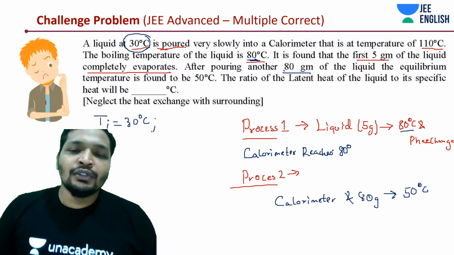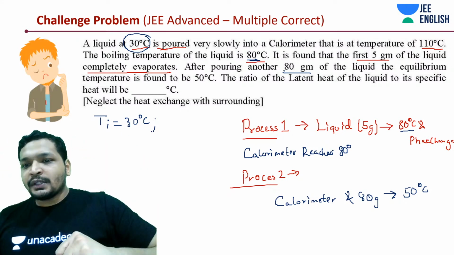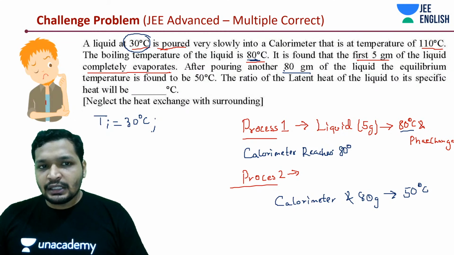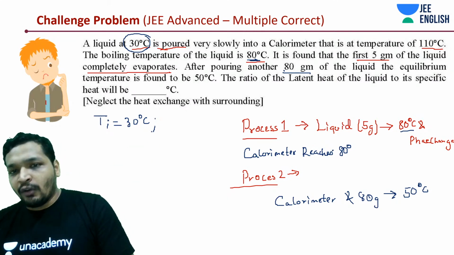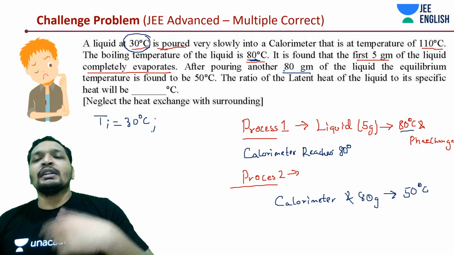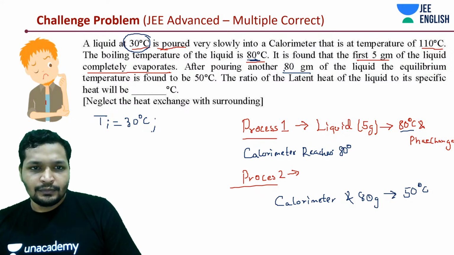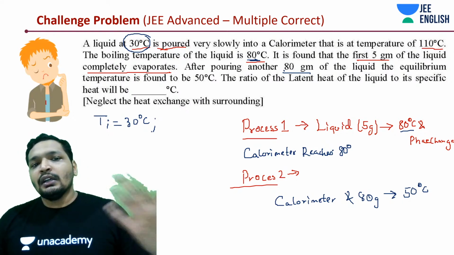Alright. So there are two processes involved. Process 1, where the 5 gram liquid is poured in. It absorbs the heat, reaches 80 degrees Celsius and the phase change occurs, and the calorimeter probably reaches 80 degrees Celsius as well. Maybe beyond 5 grams it did not evaporate. The first 5 grams evaporated, and beyond that it is not evaporating, it is trying to come to equilibrium. After pouring 80 grams, it is found that the first 5 grams evaporated. So no issues in the question.